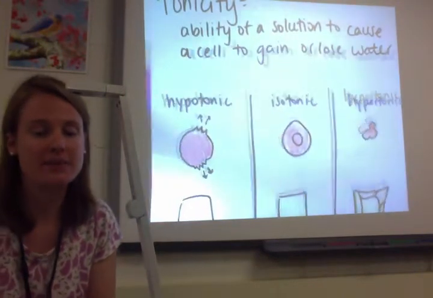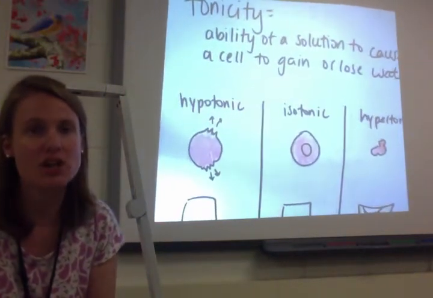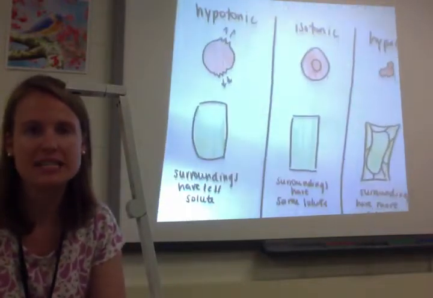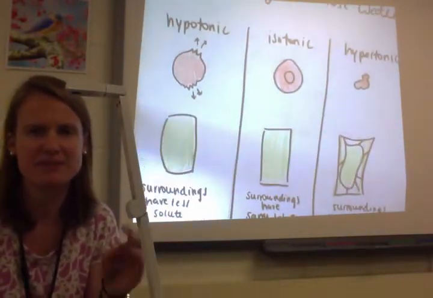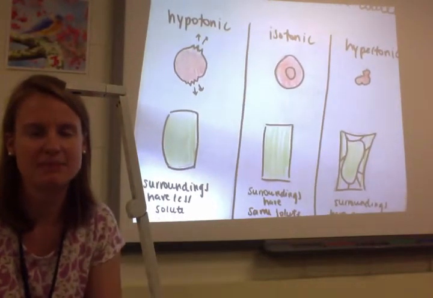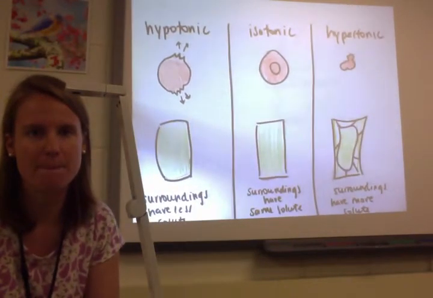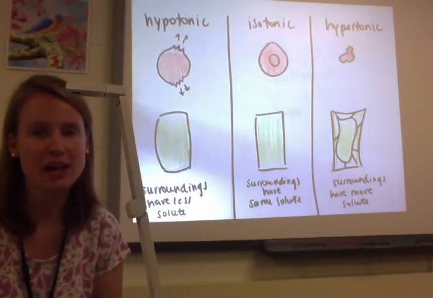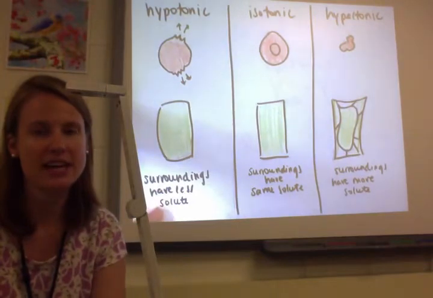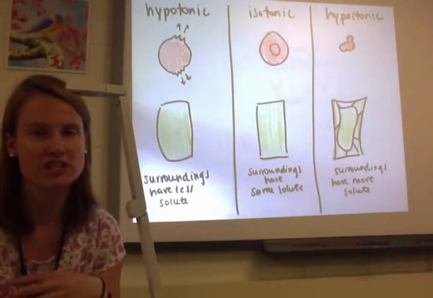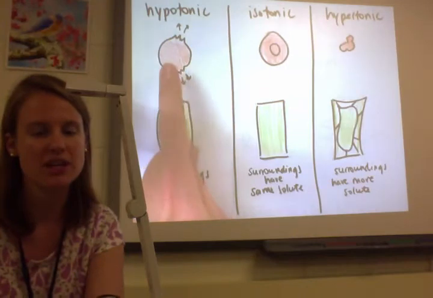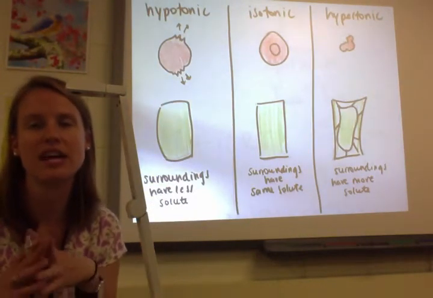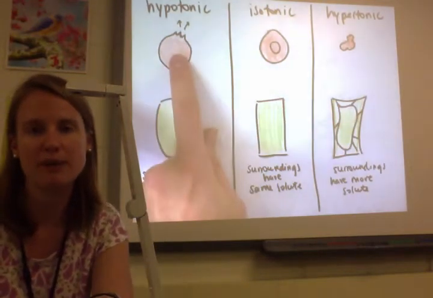Okay, tonicity is the ability of a solution to cause a cell to gain or lose water. So what does that mean? There are 3 different types of tonicity. For example, if something is hypotonic, that means that the surroundings have less solute, so the water is going to rush into the cell. You can kind of see that from the picture. This cell just exploded because so much water rushed into it that it couldn't handle it anymore. This is a red blood cell.